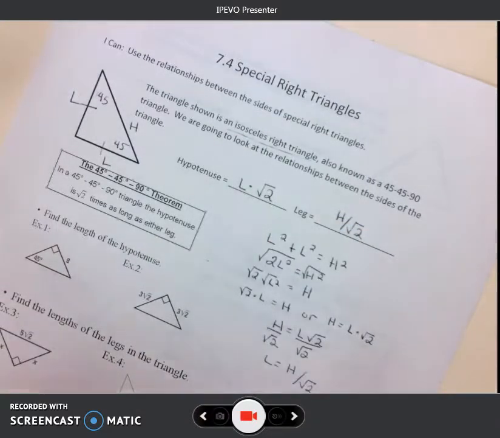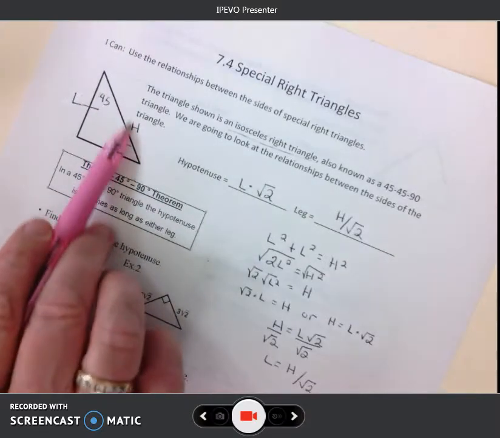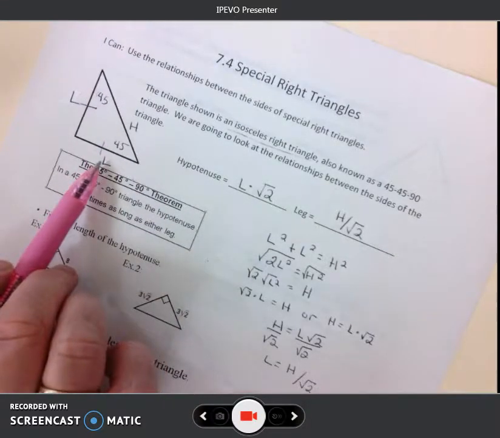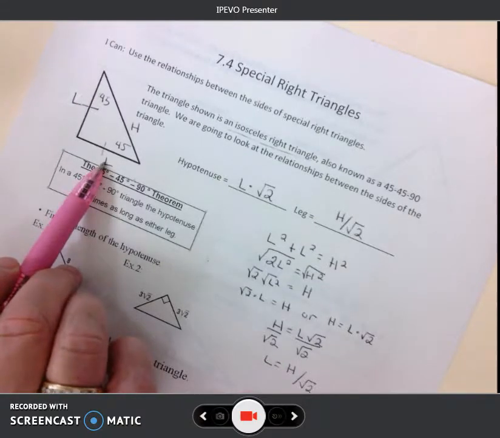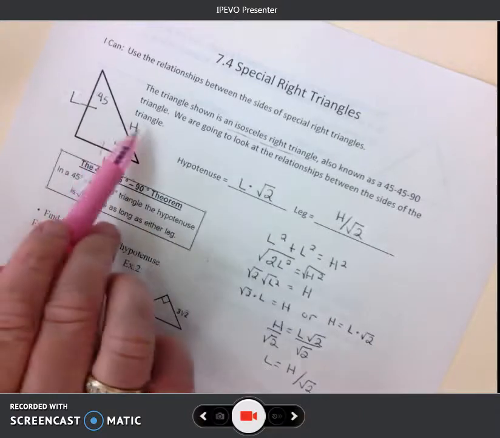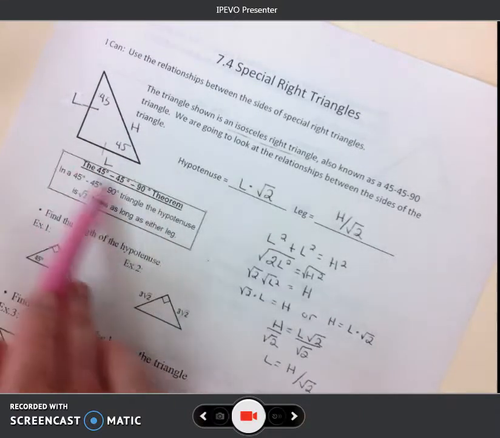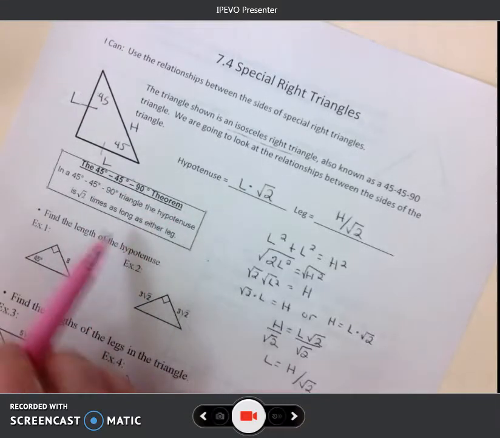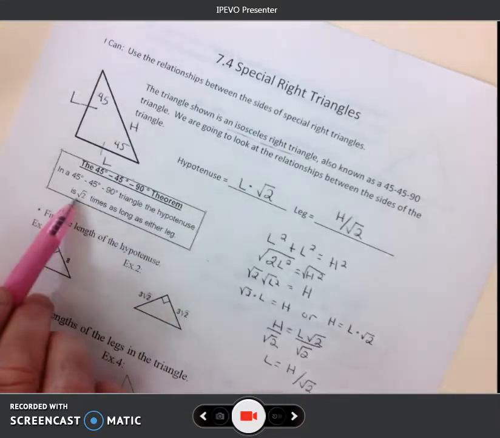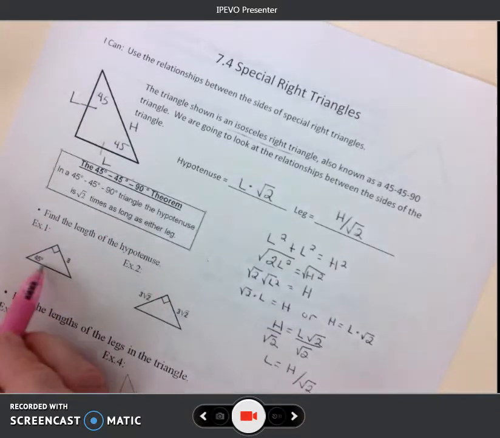Now, one way you can remember this is that the hypotenuse is the bigger side of the triangle. So to get back to one of the shorter sides, the legs, I would divide. And if you know the shorter side, you multiply to get the hypotenuse. That's what the 45-45-90 theorem says: the hypotenuse is always the square root of 2 times the leg. So let's look at this example.